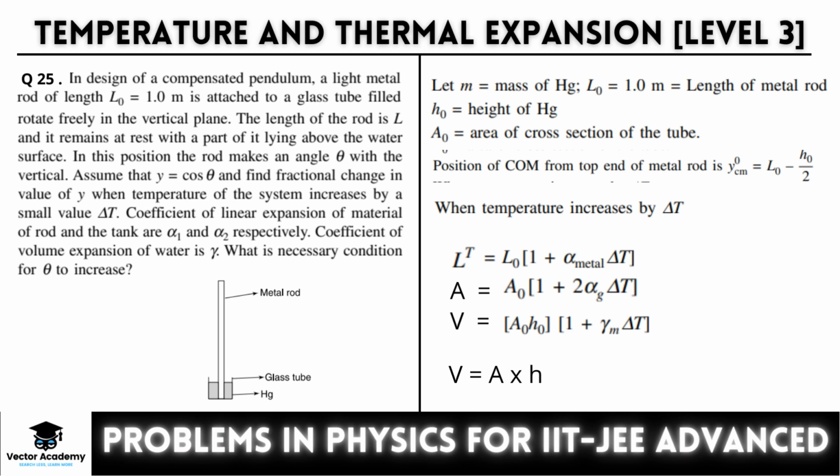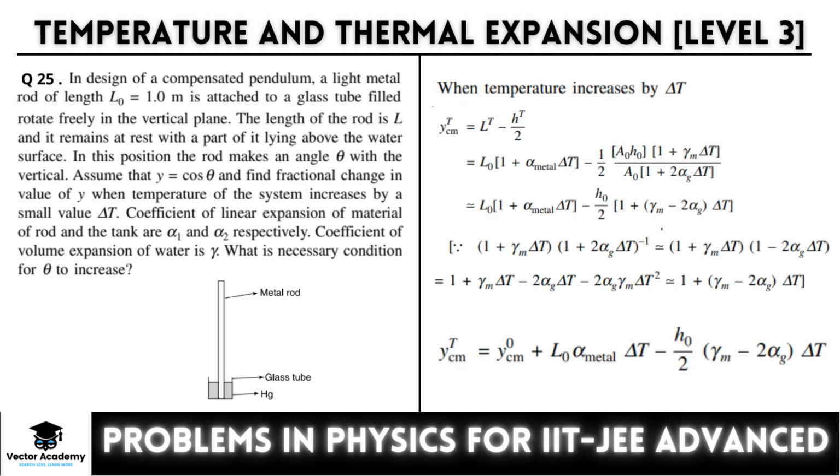When temperature increases by delta T, L equals L0 (1 plus alpha metal delta T). A equals A0 (1 plus 2 alpha glass delta T). V equals V0 (1 plus gamma delta T), since V equals A multiplied by H.